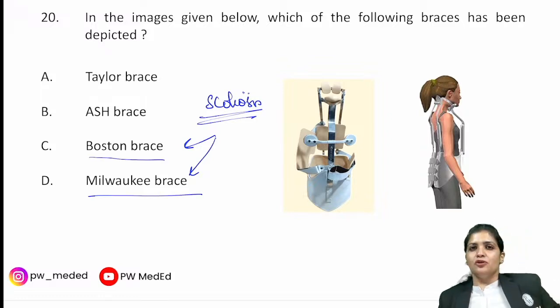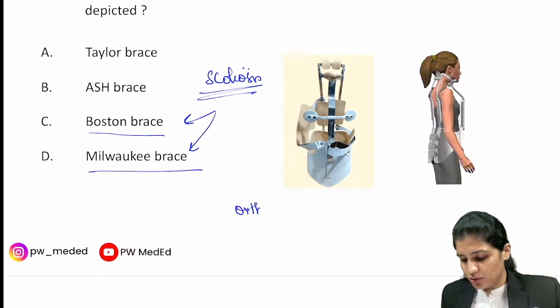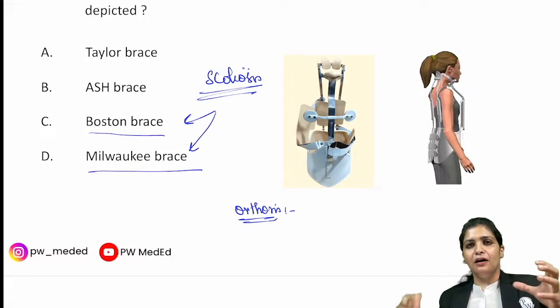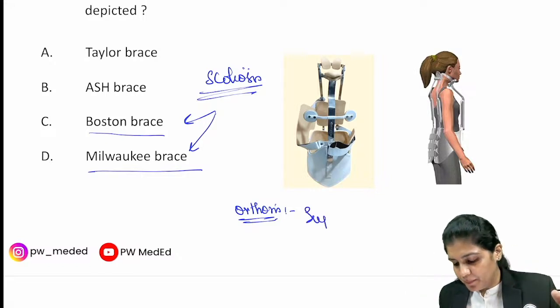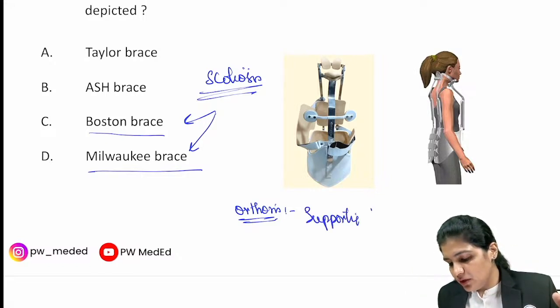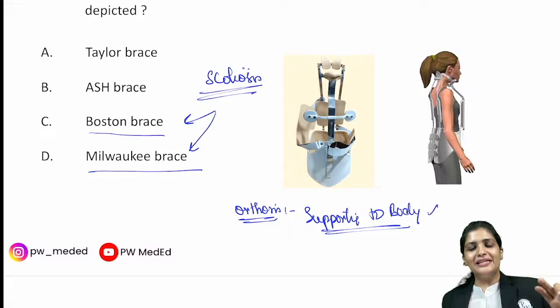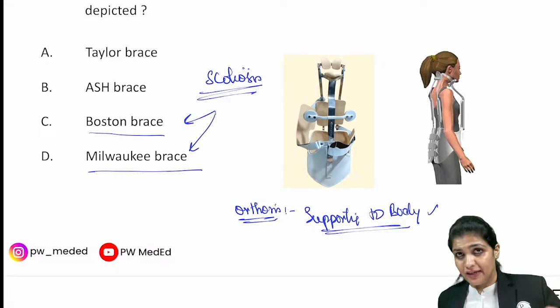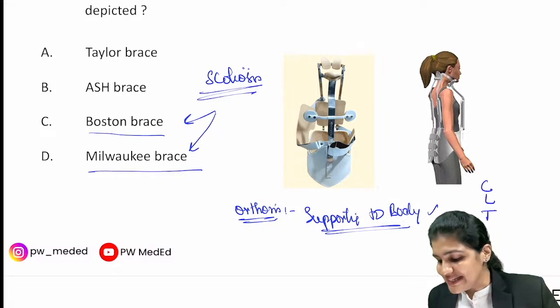So before understanding these braces, let me give a brief introduction of what is orthosis. When I say orthosis, it is a product, a thing which is supporting your body. Whatever part is supported, you name that orthosis. If you are supporting the lumbar spine, you name this lumbar orthosis. If you are supporting the thoracic spine, you name this thoracic. If you are supporting the cervical, you name this cervical. So cervical, lumbar, thoracic, sacral.